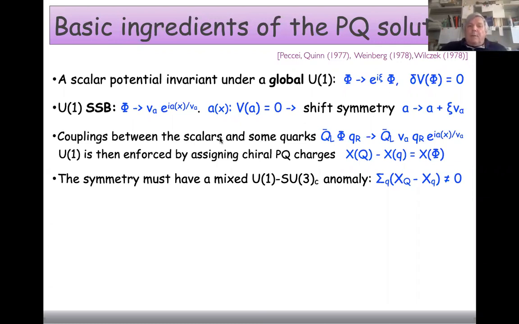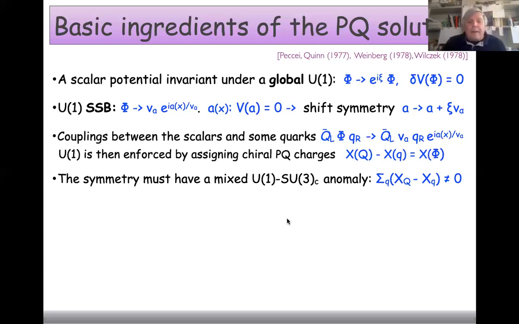Then you need couplings between scalars and some quarks, so particles that have non-trivial transformation under SU(3) color. This is, let's say, the original coupling in the high energy theory, a renormalizable Yukawa coupling. At the low energy theory, you replace phi with the vev and with the exponent of the Goldstone boson. So this term can also carry the rephasing symmetry if you assign suitable chiral charges to the quark field that will basically respect this condition.